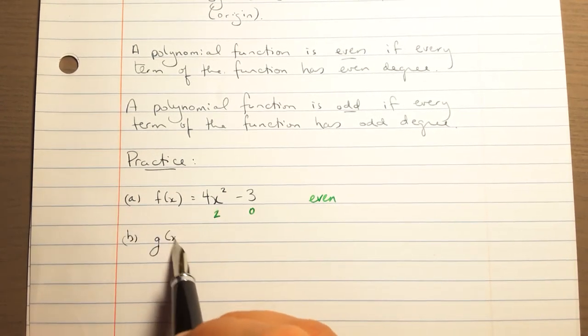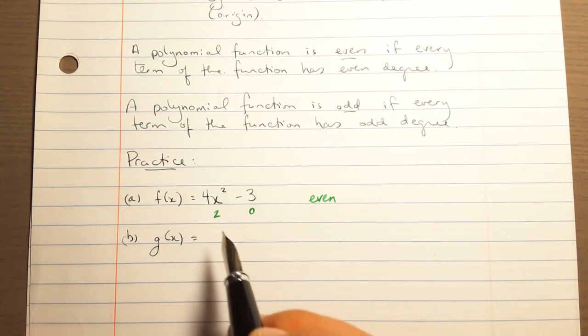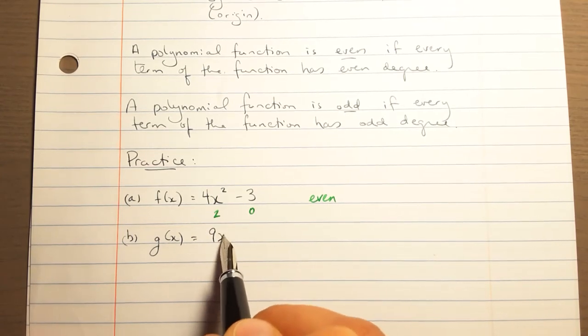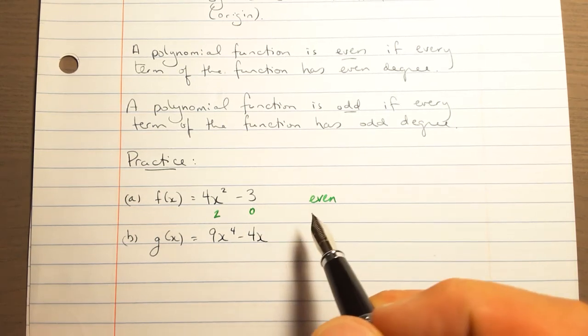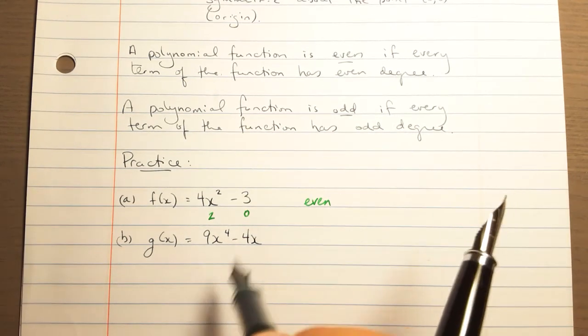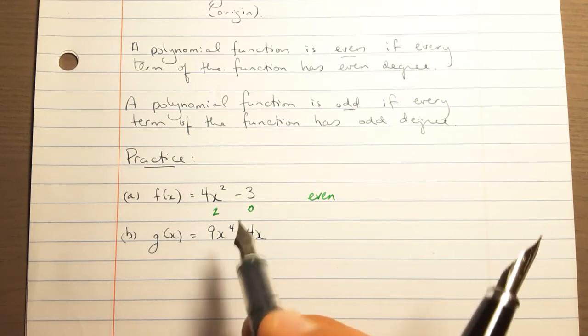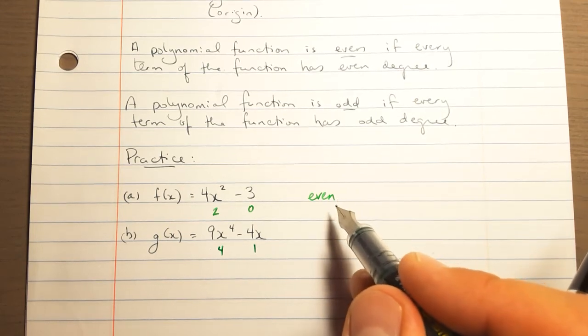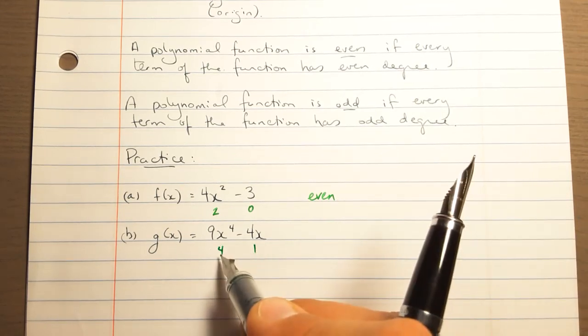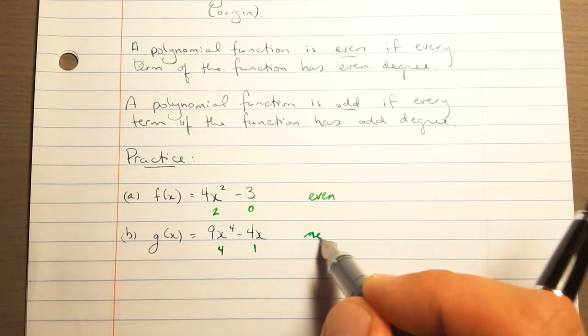Let's try g of x is, let's see, 9 times x to the 4th minus 4x. Alright, so this term has degree 4, and this term has degree 1. So it's not even because there's a 1, it's not odd because there's a 4, so this one is neither.